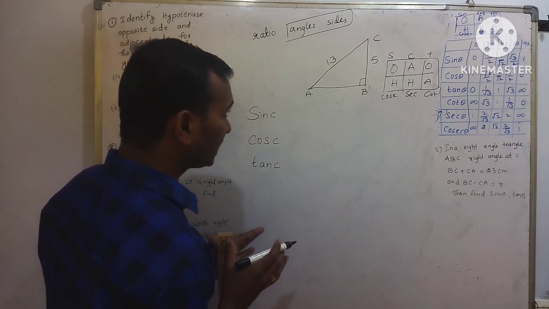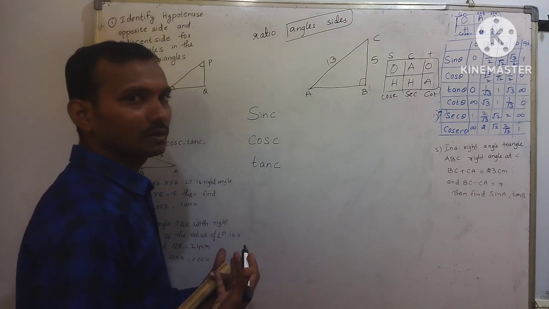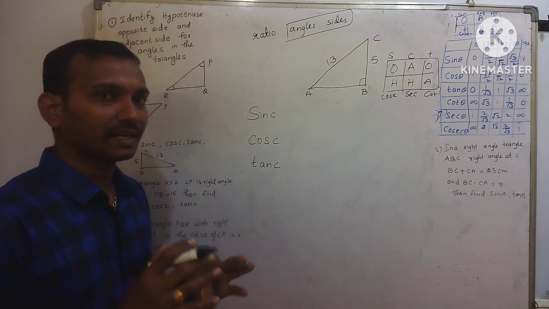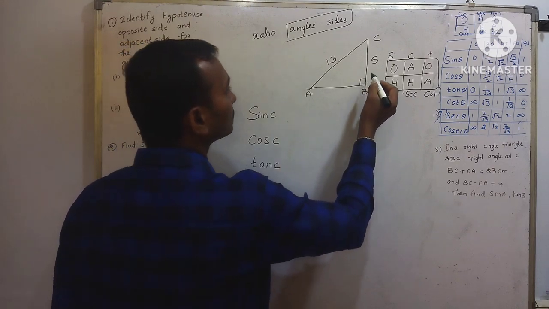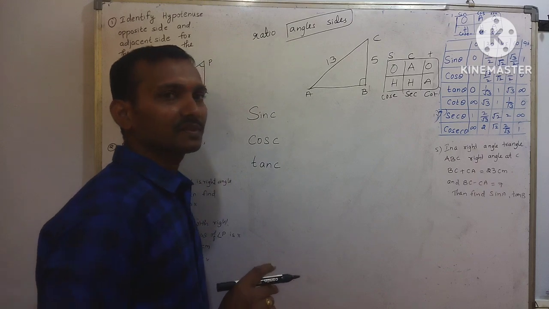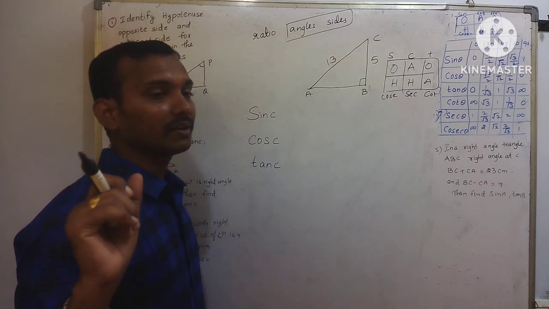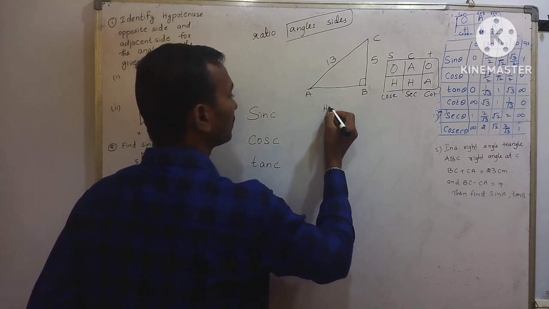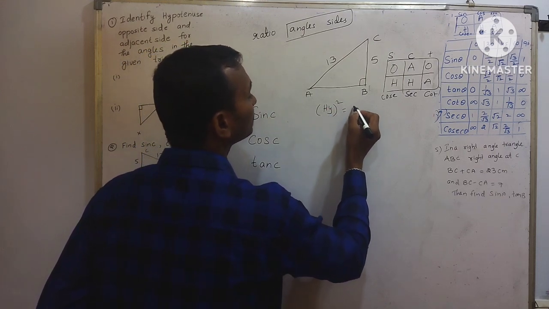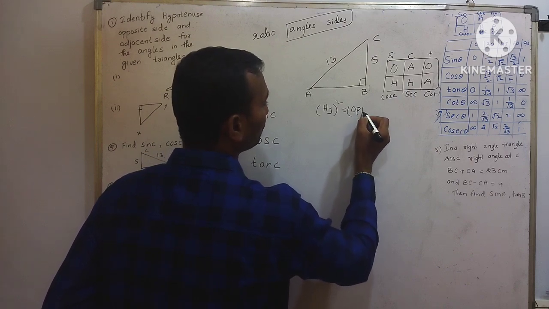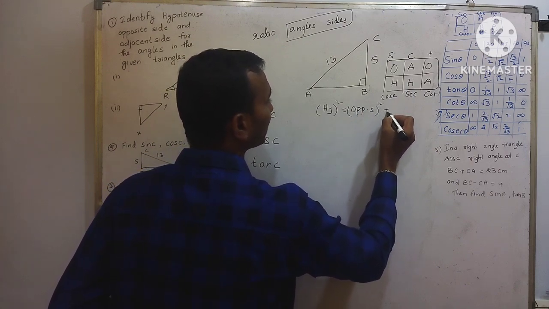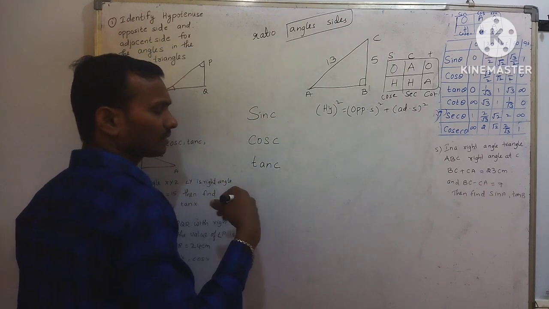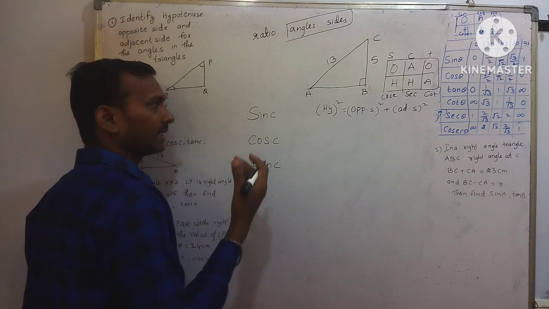If you want to write any trigonometric ratio, first we have to know the 3 sides of a right angle triangle. So here we know only 2 sides of the right angle triangle. We have to calculate the third side by using Pythagoras theorem, that is, hypotenuse square is equal to opposite side square plus adjacent side square. So this is a formula to calculate any unknown side of a right angle triangle.